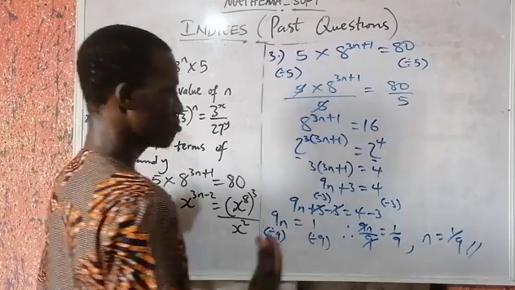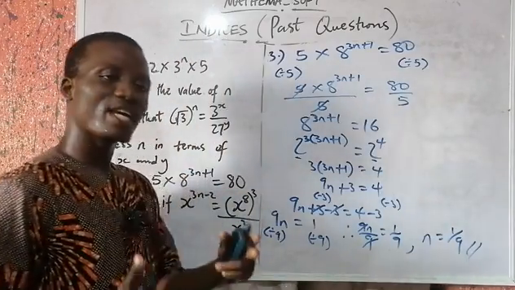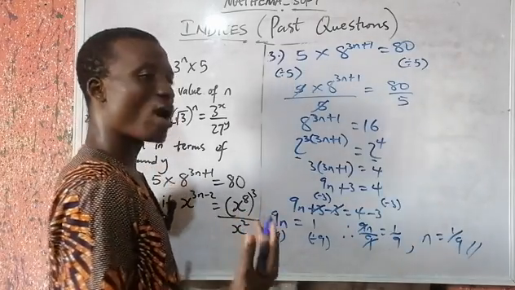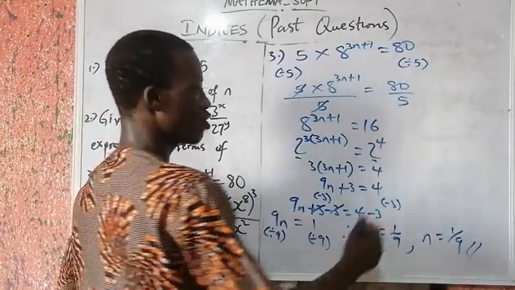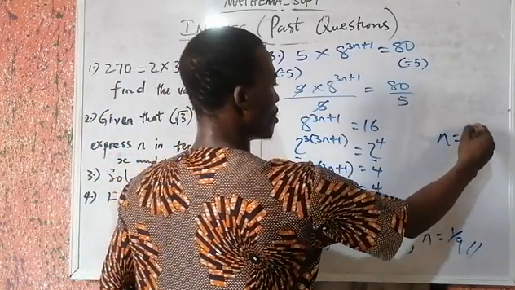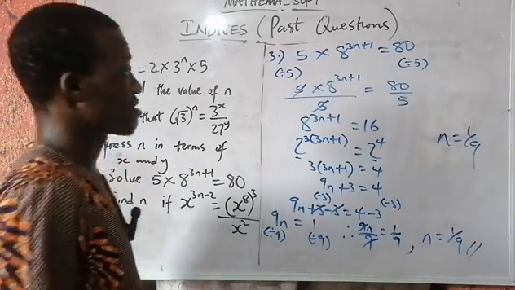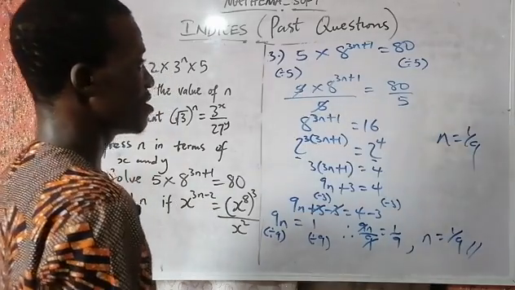Indices. So applying the laws of indices, breaking big numbers down to index form, and then you begin to have it simplified. So our n equals 1 over 9. Okay, you can always test. If you want to check, you can always test if you are correct.